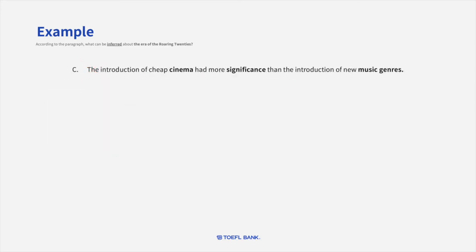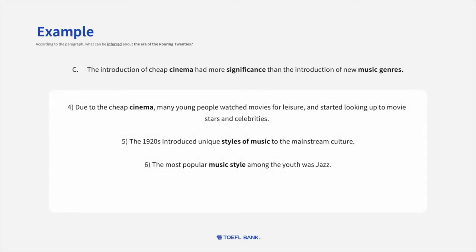C: The introduction of cheap cinema had more significance than the introduction of new genres. The keywords of C are cinema, significance, music genres. The passage reads, "Due to the cheap cinema, many young people watched movies for leisure and started looking up to movie stars and celebrities." The 1920s introduced unique styles of music to the mainstream culture. The most popular music style among the youth was jazz. It became so popular that the Roaring Twenties is also referred to as the Jazz Age.